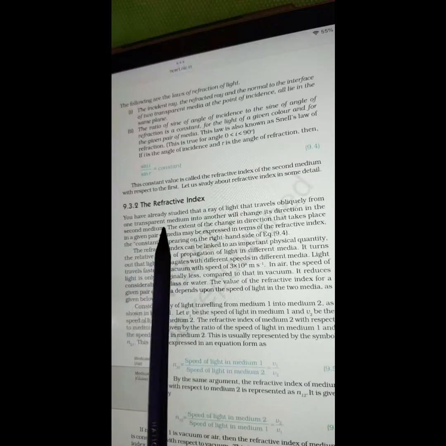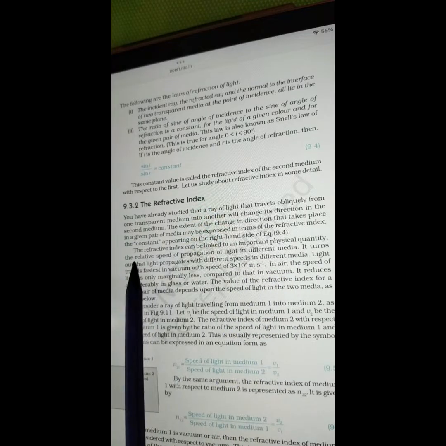9.3.2, Refractive Index. You have already studied that a ray of light that travels obliquely from one transparent medium into another will change its direction in the second medium. The extent of the change in direction that takes place in a given pair of media may be expressed in terms of refractive index, the constant appearing on the right hand side of equation 9.4.